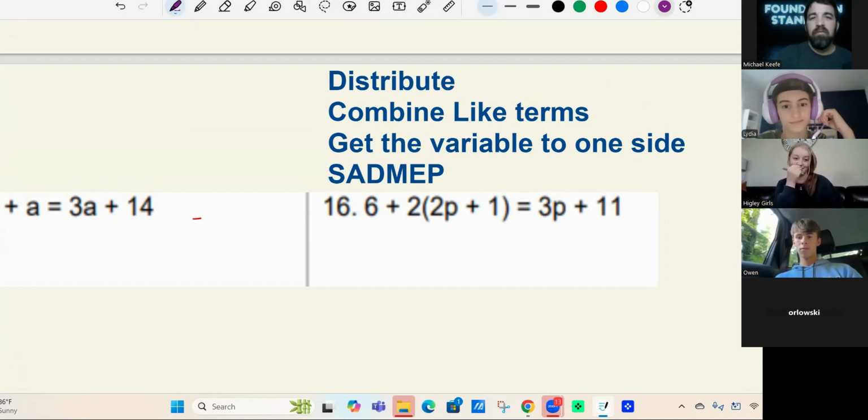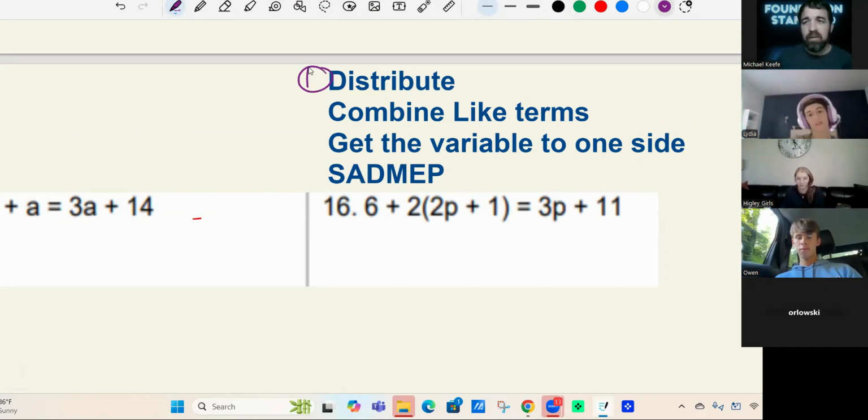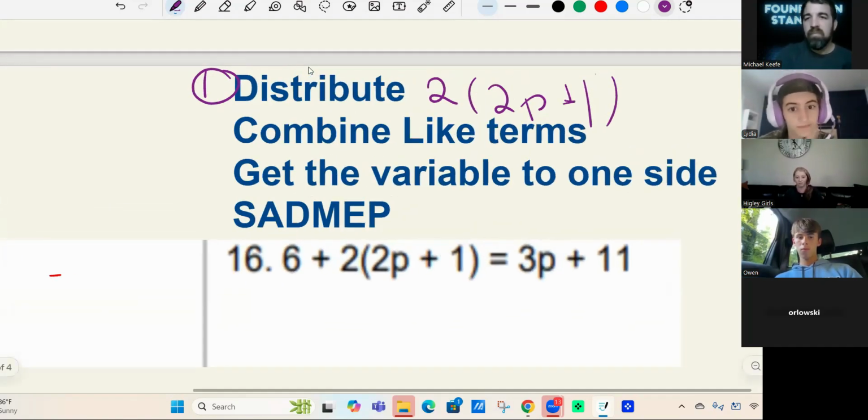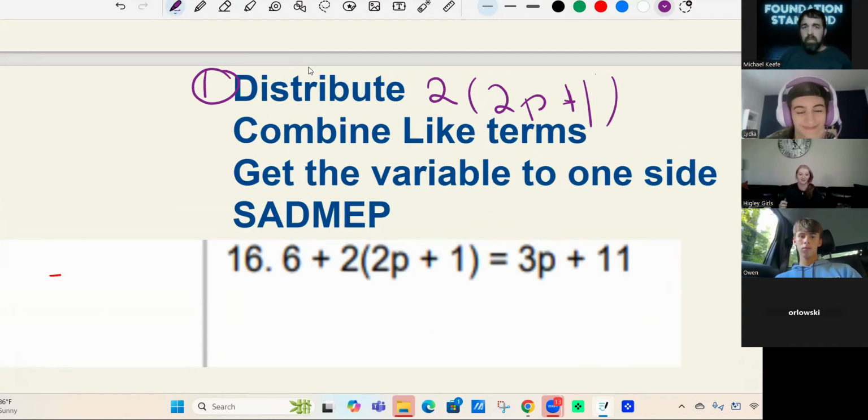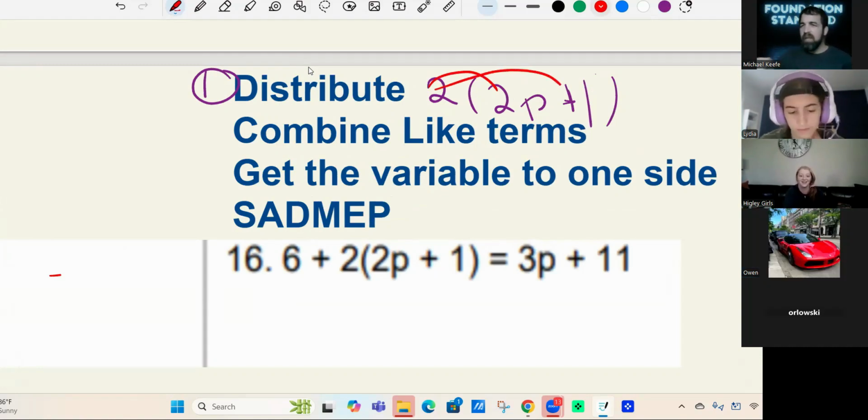So if you look at that list right here, distribute. Distribute would be anything next to parentheses. So like in the equation, you see 2 times 2p plus 1. So anything to distribute, that means do I have something outside of a parentheses that I can multiply in? There's a 2 right here next to the parentheses. So that tells me that I will actually have to do that first step.